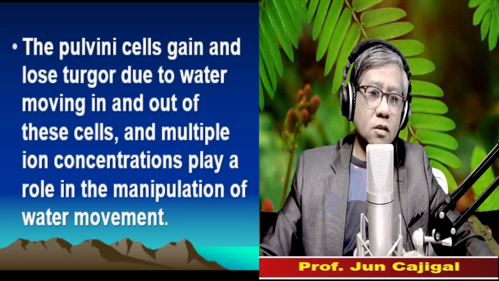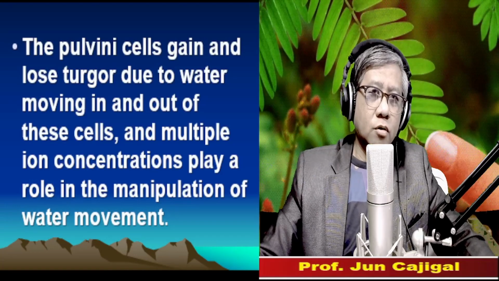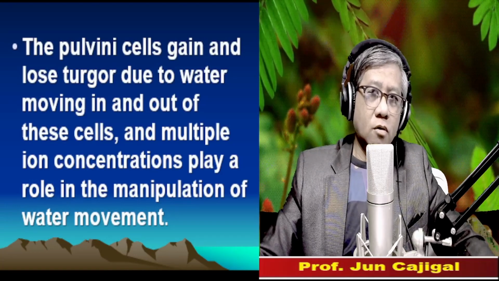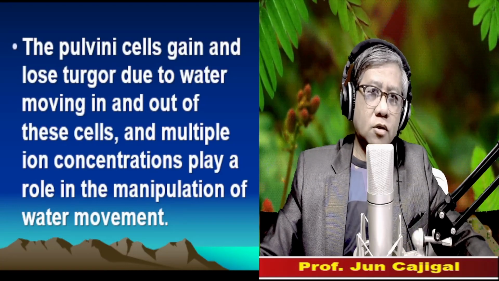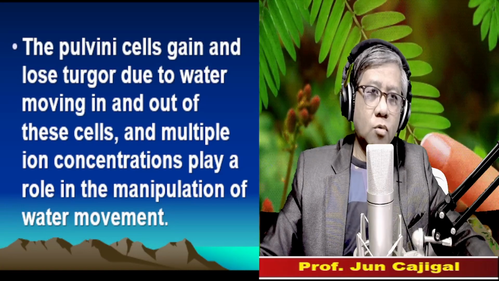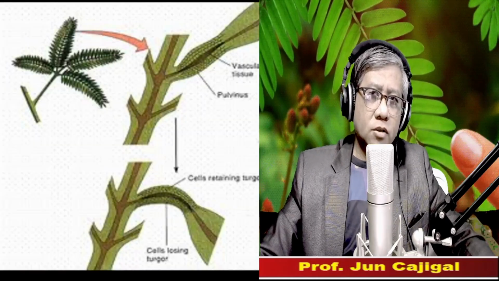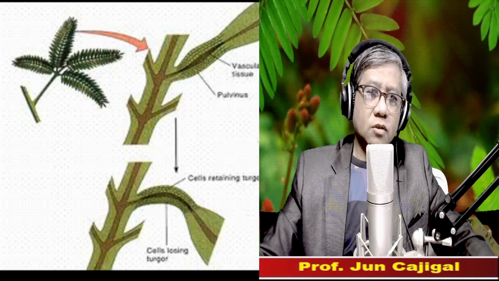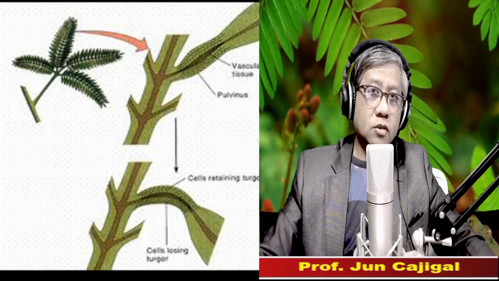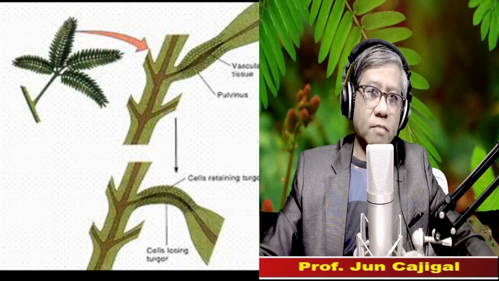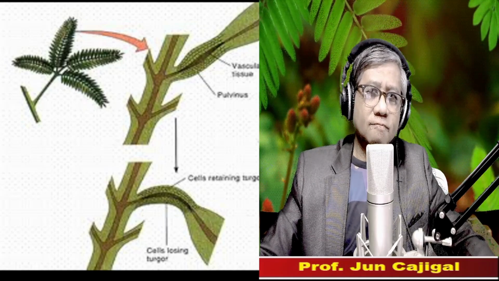And the pulvini cells gain and lose turgor pressure due to water moving in and out of these cells. And multiple ion concentrations also play a role in the manipulation of water movement. So that's how we explain this quick and sudden response of Mimosa pudica or the Macahiya plant. So isn't that fascinating indeed?